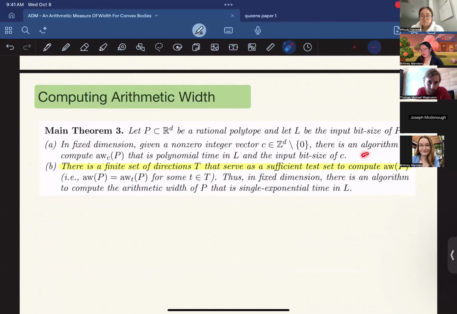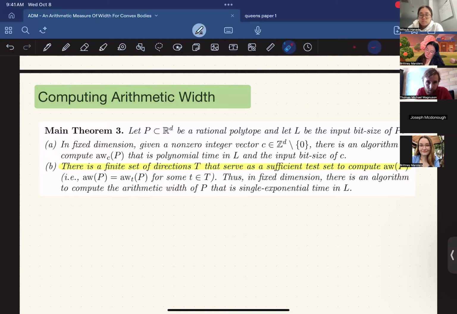And that's what is being said in this first part here. All right? So if you take the input bit size of your polytope and the direction vector, and you fix a dimension, you're going to get an algorithm that computes the arithmetic width in a fixed direction in polynomial time. But we run into some natural obstacles when we think about computing just the arithmetic width, right? Now we no longer have a fixed direction and we want the minimum. And this is a little more difficult, okay?